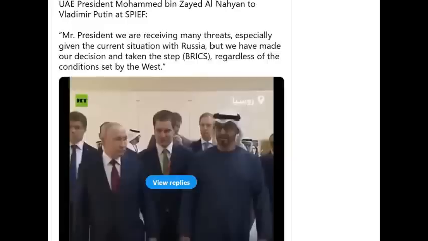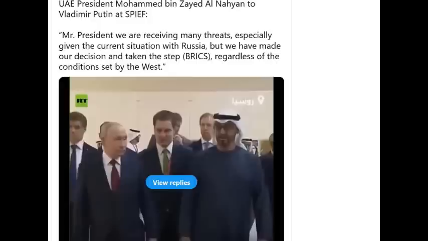And then we go to this other thing, which happened obviously at the St. Petersburg International Economic Forum, which has been closed now. And Mr. Putin there, apart from the fact that even the president of the United Arab Emirates, Mohammed bin Zayed Al Nahyan, complained to Mr. Putin, and this is in the recording, that Mr. President, we are receiving many threats, especially given the current situation with Russia, but we have made our decision and taken the steps, BRICS, regardless of the conditions sent by the West.